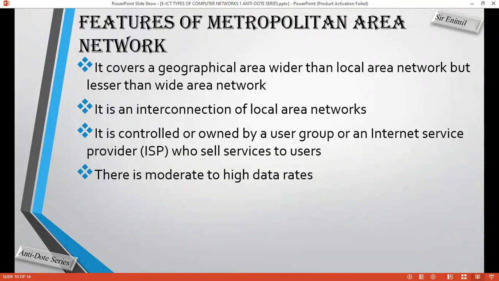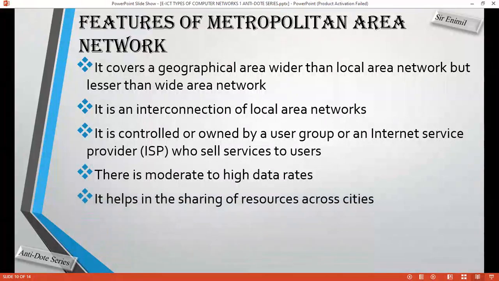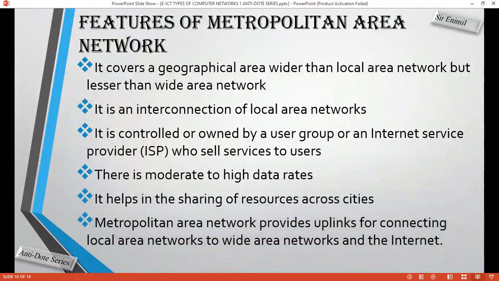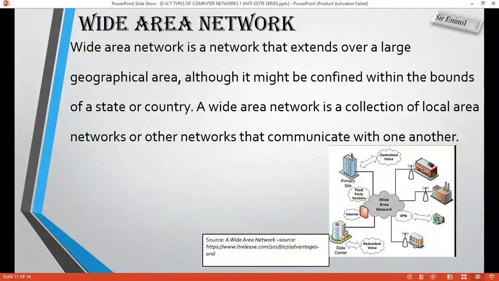Then it helps in the sharing of resources across cities because, of course, it spans across cities, making sharing of resources possible. The metropolitan area network provides uplinks for connecting local area networks to wide area networks and then the internet. So if you want a wide area network which covers an entire country, then you need the metropolitan area network to serve that purpose. It just helps local area networks become wide area networks and then connect to the outside world, which is the internet. All right, another type of network is the wide area network.